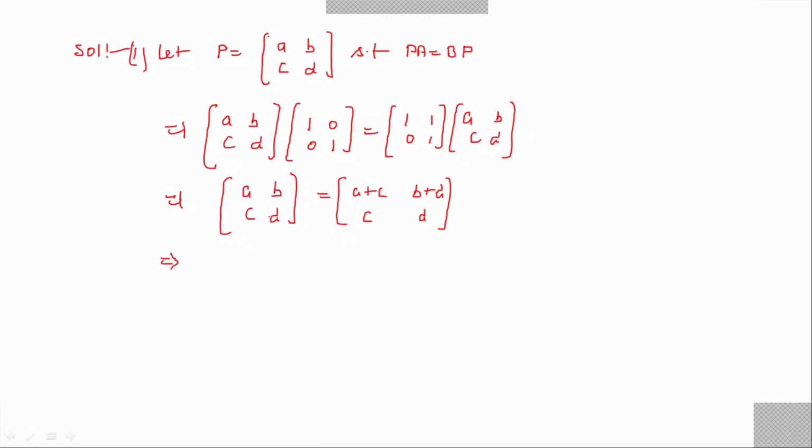If you compare both sides, you will get A is equal to A plus C and B is equal to B plus D. So this A cancels out and B cancels out. So this implies C is equal to 0 and D is equal to 0. Okay. So therefore, what is the P matrix?